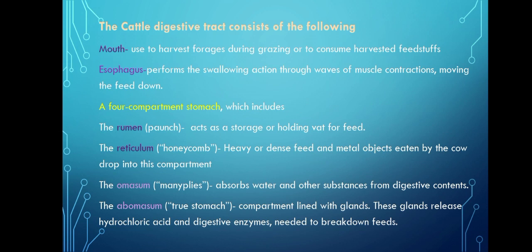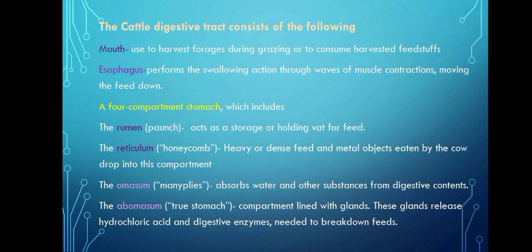The cattle digestive tract consists of the following. First is the mouth, used to harvest produce during grazing or to consume harvested feedstuff. Next is the esophagus, which performs the swallowing action through waves of muscle contraction moving the feed down. The stomach has four compartments, which include the rumen, or the cylindrical pouch, which acts as a storage or holding pad for feed; the reticulum, or the honeycomb, where the heavy or dense foods and metal objects eaten by the cow drop into this compartment; and the omasum, which is called manyplies, which absorbs water and other substances from digestive contents.